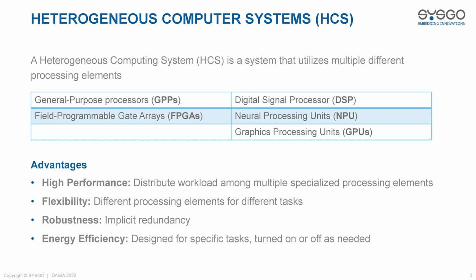Heterogeneous computing systems are systems that are using multiple different processing elements. So they could be general purpose processors, but also FPGAs, DSPs, digital signal processors, neural processing, or GPUs, graphic processing units. They allow for flexible and efficient use of the resources as well, so the ability to handle both demanding hard real-time tasks and computing-intensive tasks.